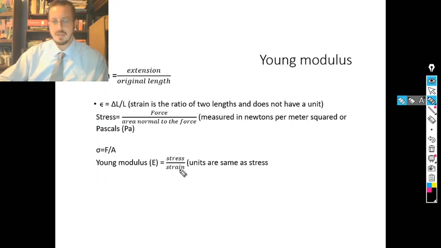Because strain is dimensionless and itself doesn't have any units, then the units for Young modulus are the same as the units of stress, which are in the numerator here. Right? So Young modulus has the same units as stress.